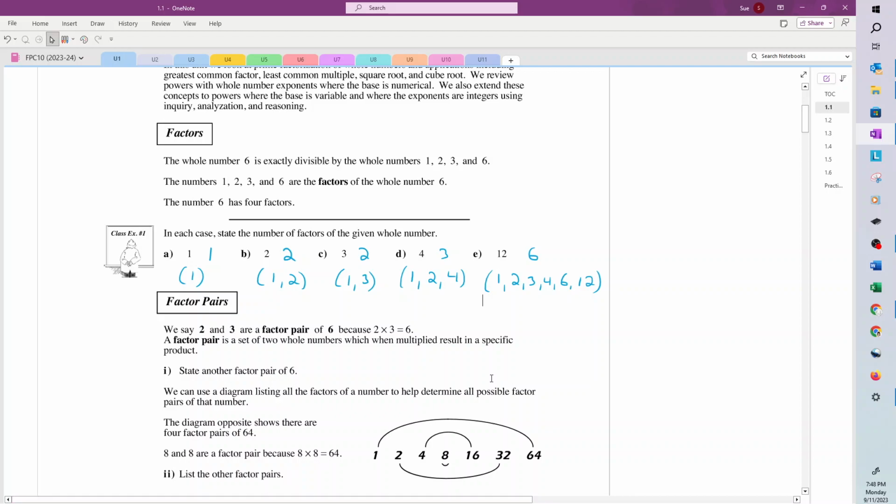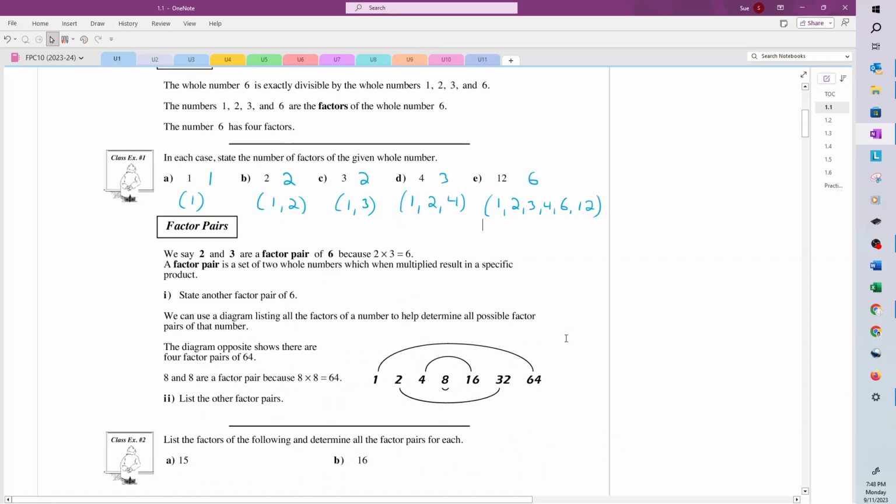So we're going to read a little bit about factor pairs, and a factor pair is simply two whole numbers that if you multiply together, they get the product you're looking for. So one factor pair of 6 is 2 and 3, and the other one is 1 and 6. We can do a diagram to list all the factors of a number, and you might have seen diagrams like this one in elementary school or middle school, but here's a better strategy.